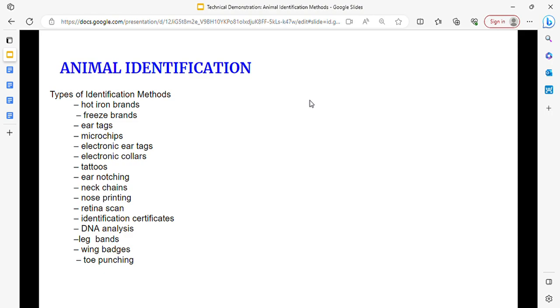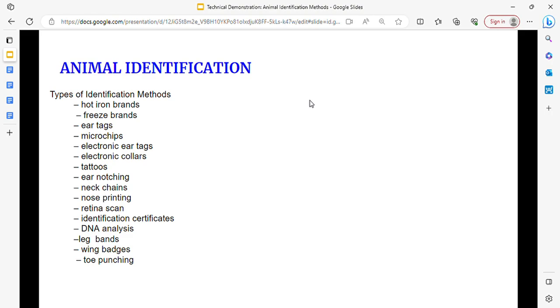Some types of animal identification methods are hot iron brands, freeze brands, ear tags, microchips, electronic ear tags, electronic collars, tattoos, ear notching, neck chains, nose printing, retina scan, identification certificates, DNA analysis, leg bands, wing badges, and toe punching.